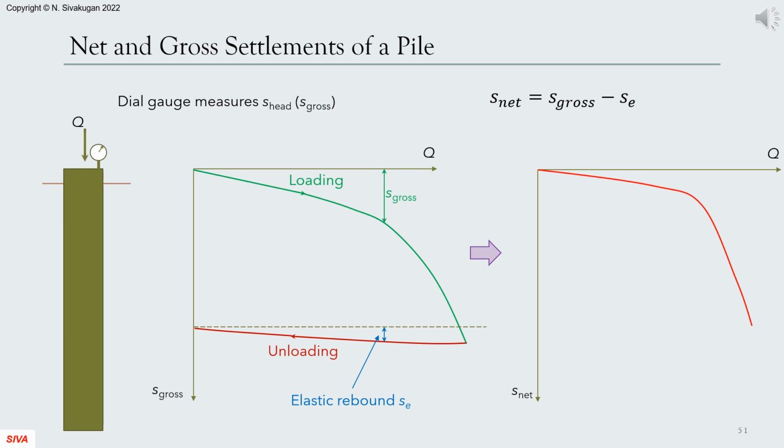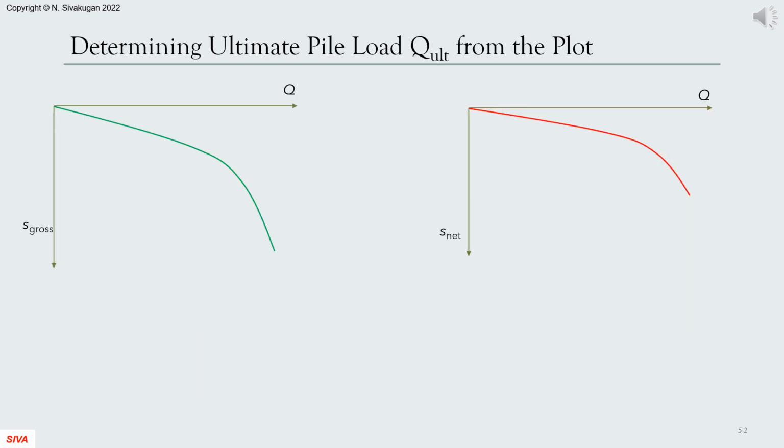Here, in a static pile load test, the pile load is increased in steps and the corresponding settlement of the head is measured using a dial gauge sitting on top of the pile head. The plot of load against the dial gauge reading is shown on the left for loading and unloading paths. During unloading, elastic rebound occurs, which gives the elastic shortening of the pile as shown in the figure as SE. Subtracting this from the dial gauge reading during the loading gives the net settlement, which is the settlement of the pile tip. Thus, we are able to derive the load versus net settlement plot.